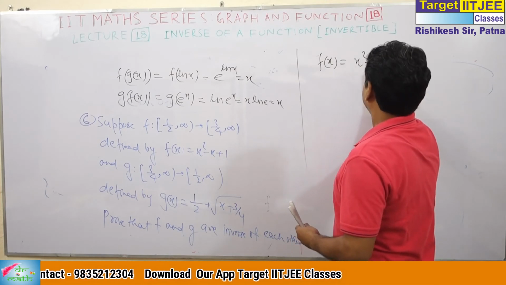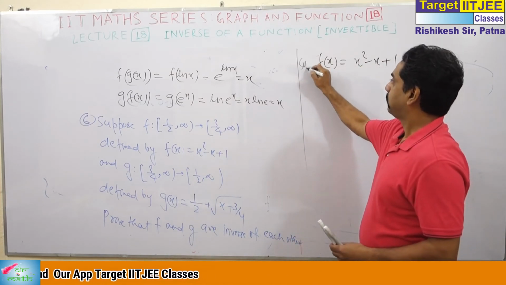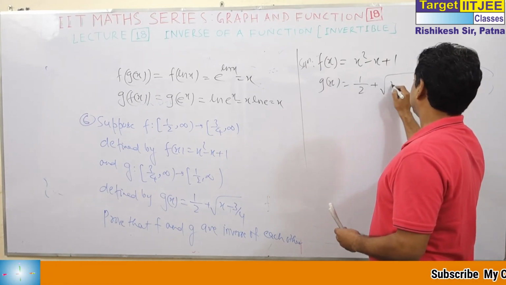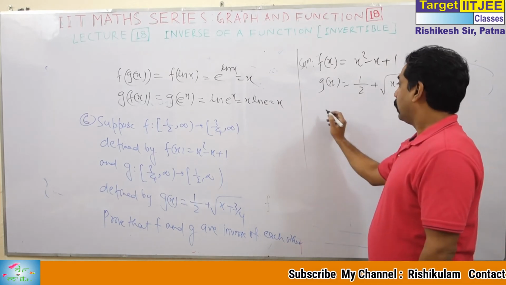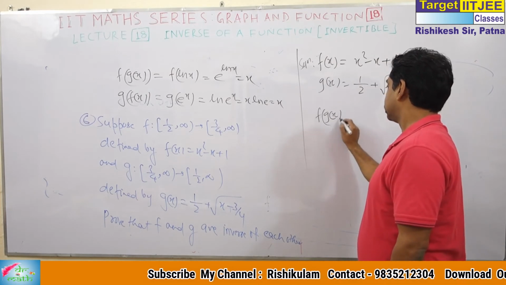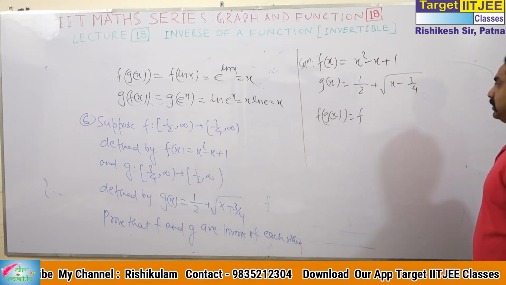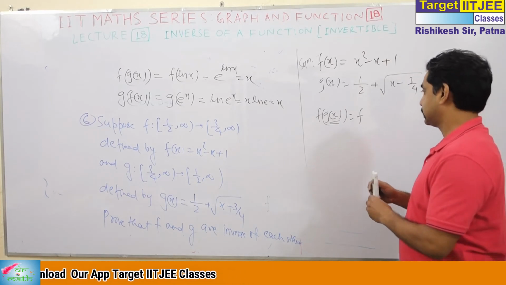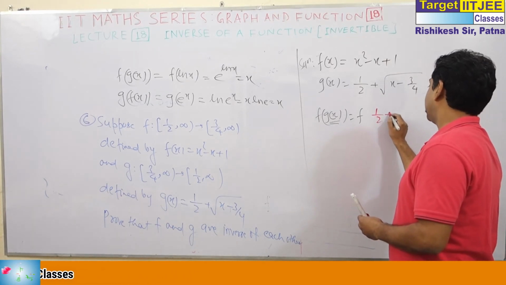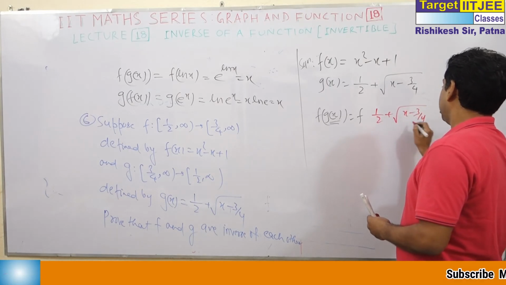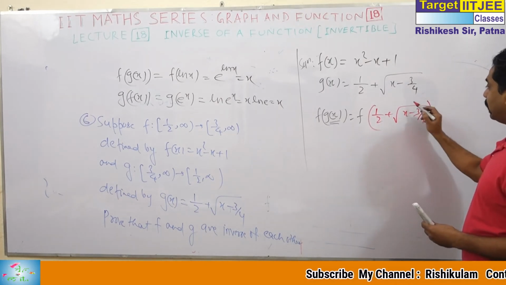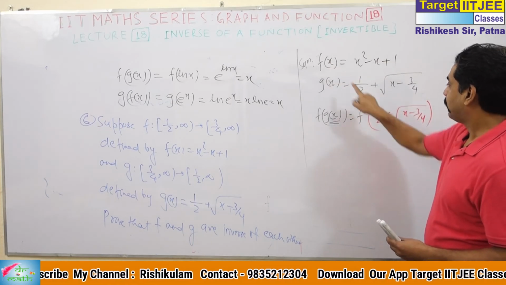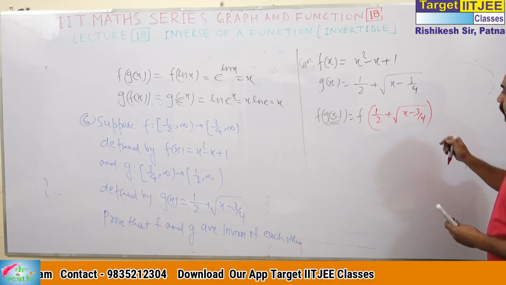f(x) is what? x square minus x plus 1, start the solution. And g(x) is what? 1 by 2 plus root over x minus 3 by 4. What is f of g(x)? f of g(x), composite function. You have slight idea of this. First of all, we will write g(x). What is g(x)? Actually, this is 1 by 2 plus root over x minus 3 by 4. Now, this is f(x). For x we will put what? Instead of x, now what we get? 1 by 2 plus root over x minus 3 by 4.